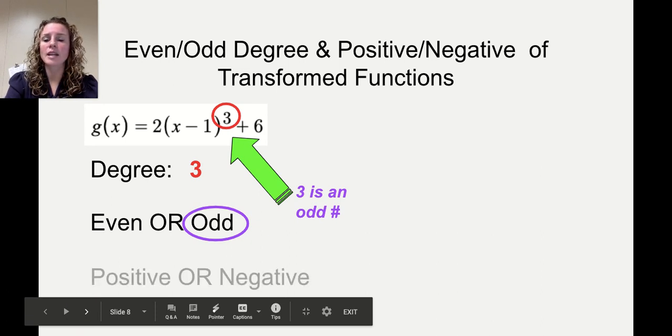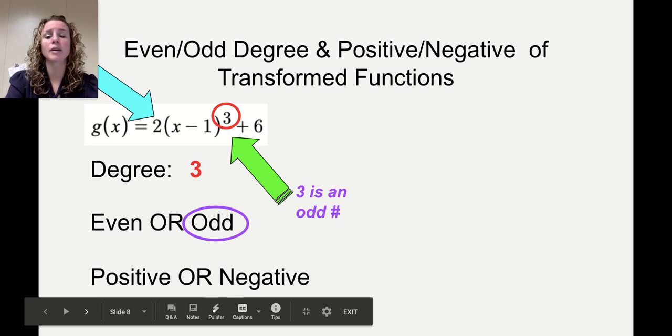Okay, then we want to look at the number out front to determine whether it's positive or negative. So the number out front is a 2, which is greater than 0. Okay, 2 is a positive number. So therefore, my function is positive.